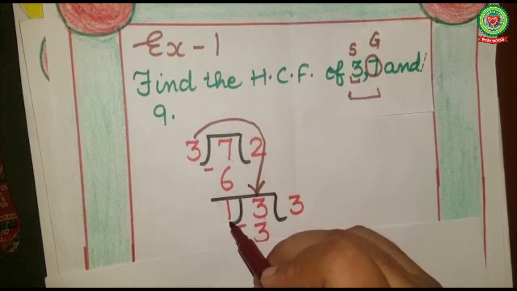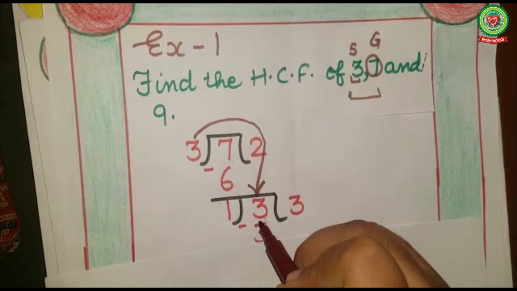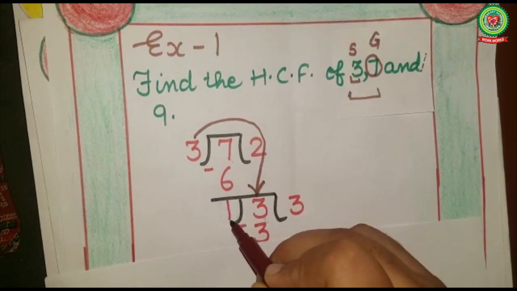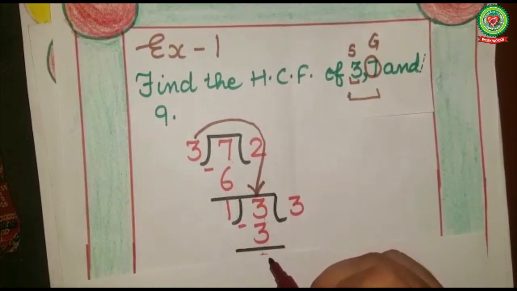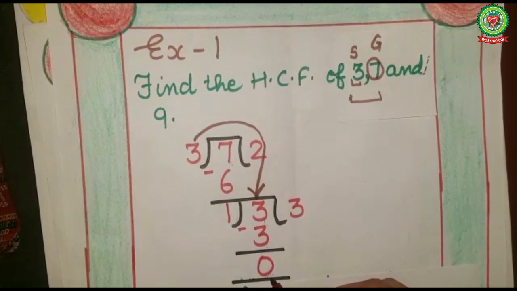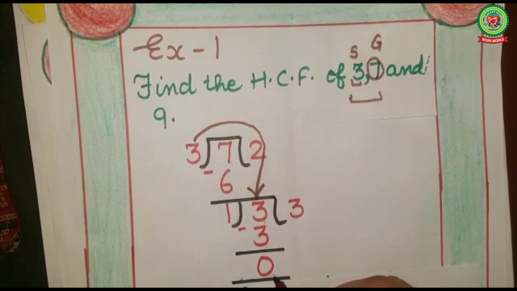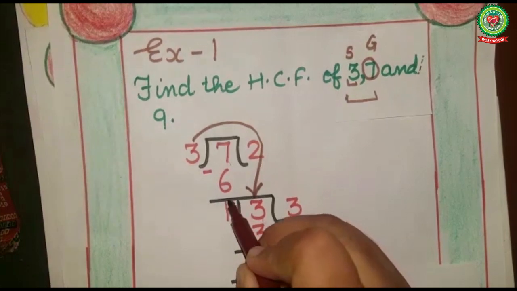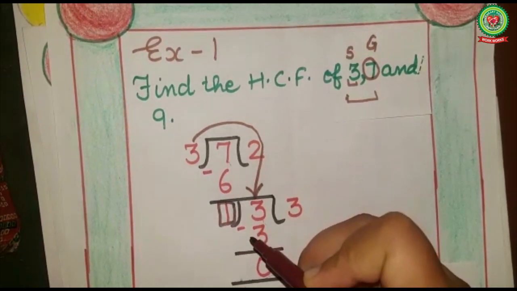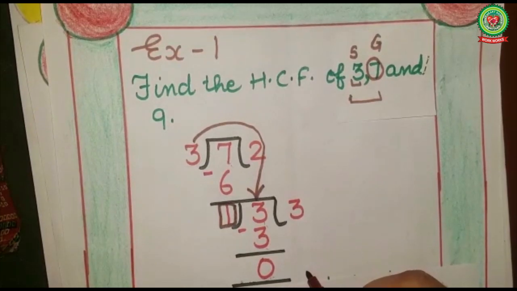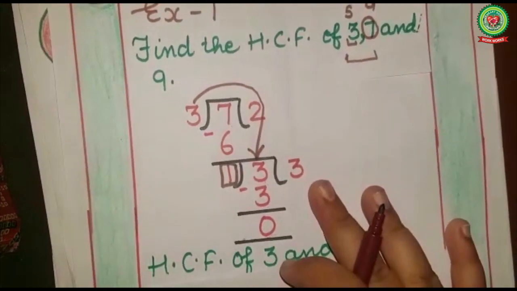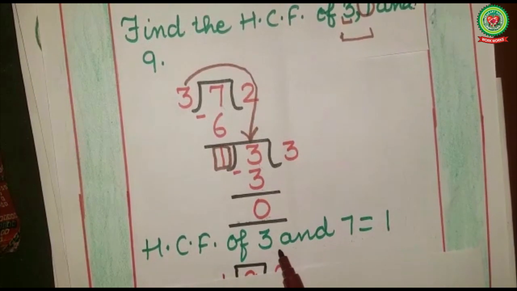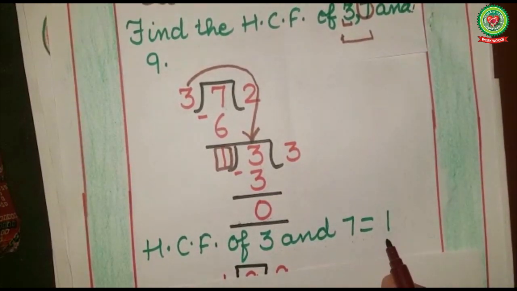Now students, check on one table 3 comes or not. Yes, on one table 3 comes, and on one table 3 comes on 3. 1 3s are 3. Next step is minus. 3 minus 3 is equals to 0. Now students, here remainder 0. Step number 2 was if remainder is equals to 0, that means the divisor of that divide is the HCF and we will not do divide further. So HCF of 3 and 7 is 1. HCF of 3 and 7 is equals to 1.